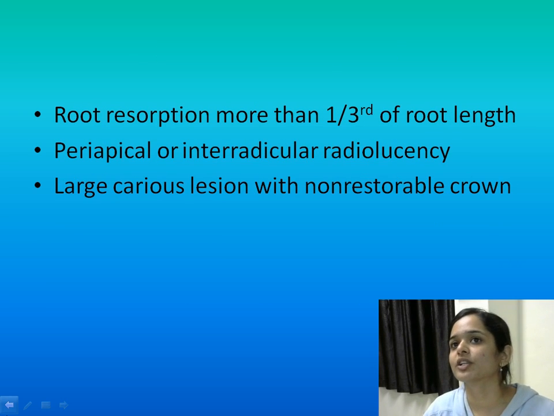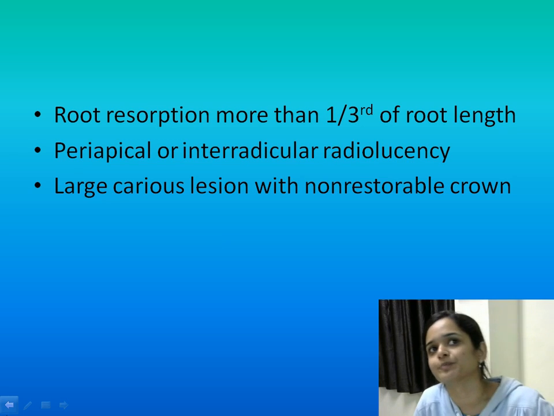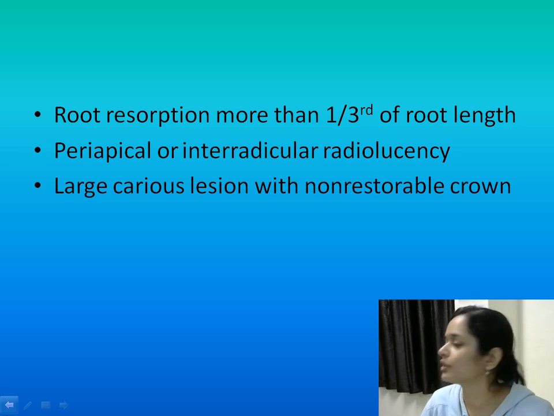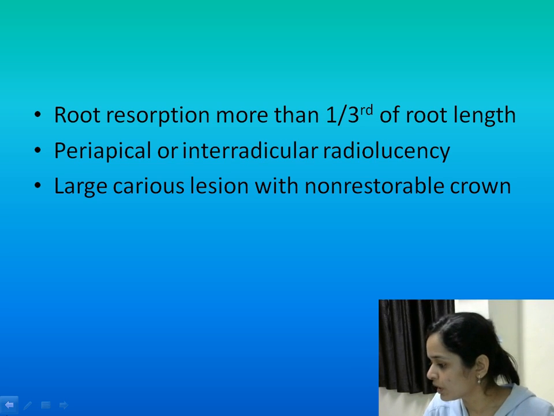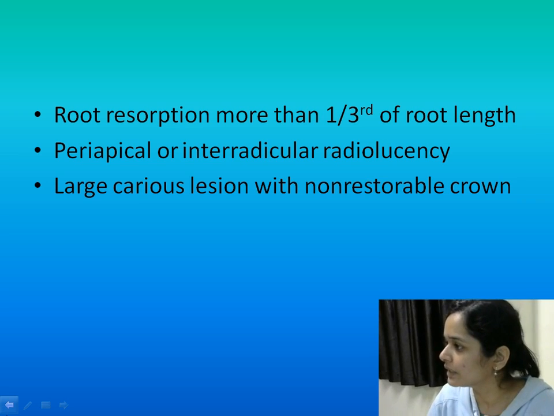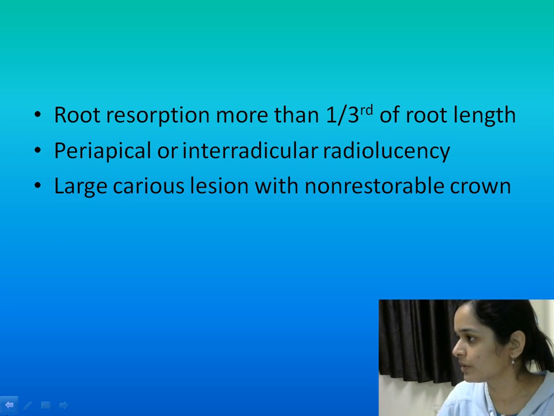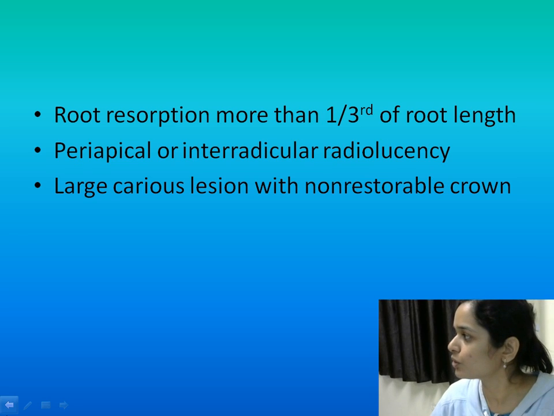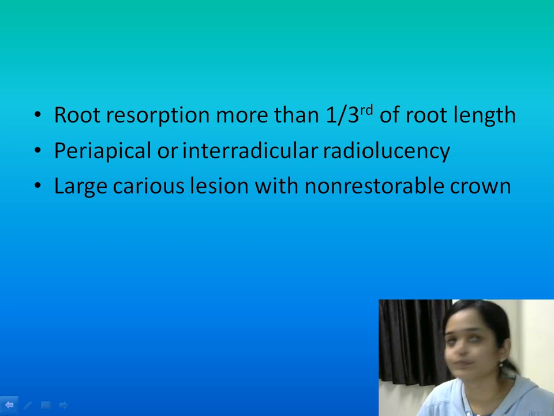Root resorption more than 1/3 of root length. The tooth is going to exfoliate, so you will not do a pulpotomy. Periapical or interradicular radiolucency, large carious lesion with non-restorable tooth. If you cannot restore the tooth, then there is going to be microleakage. If there is going to be microleakage, there is going to be reinfection. So the tooth should be restorable.